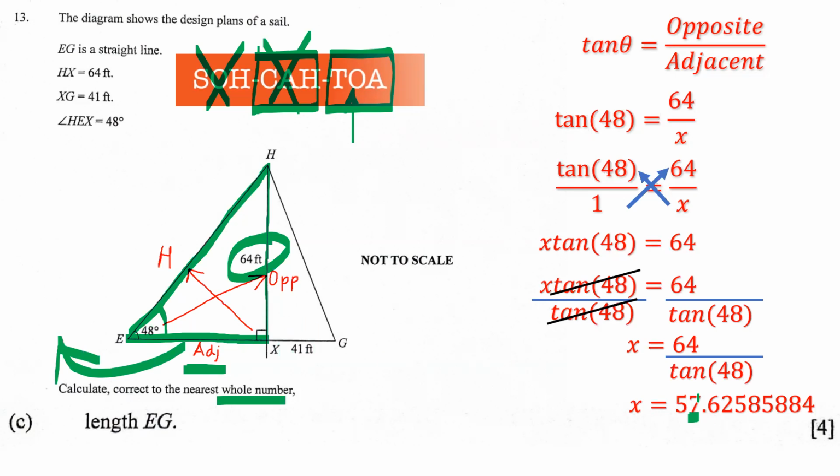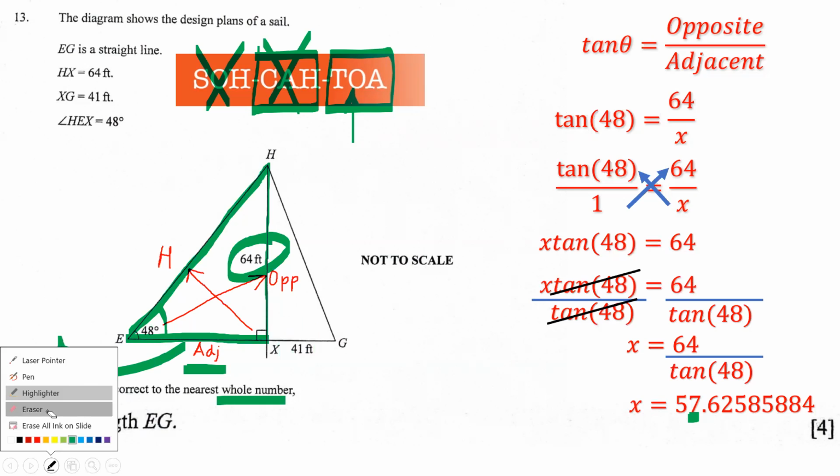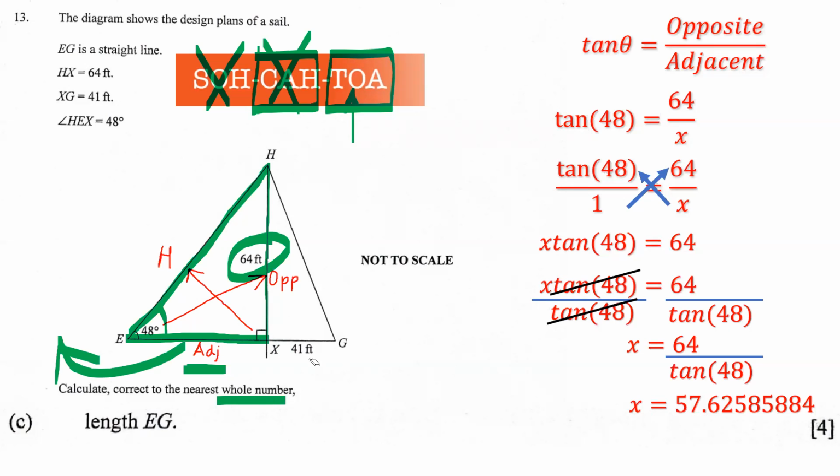We're not going to round because this is not our final answer. So we still have some adding to do. So we're going to add EX, which we just found. That's EX, 57.6258584. And we're going to add that, which is the adjacent side, to XG.